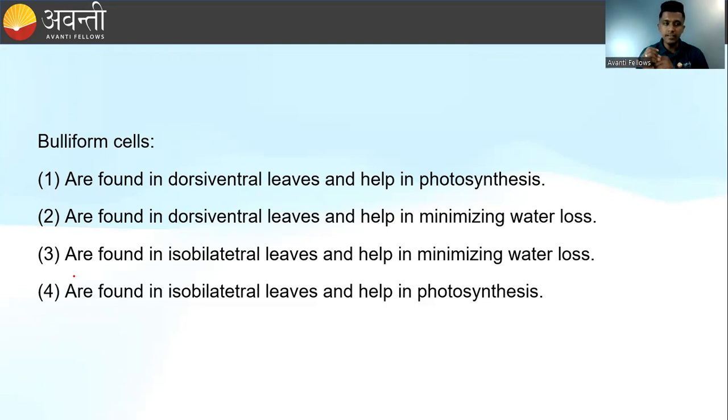Understood. According to the given options, the upper surface of the leaf is called the isobilateral surface. If you take a monocot leaf like grass, you can see there is a central rib, or central vein. Around the central vein, these bulliform cells are quite accumulated. So that is where they are present. Our option, are found in isobilateral leaves and help in maintaining water loss, is the right option for bulliform cells. Remember this, it's a very important thing. They are also cylindrical-looking cells which are found in monocots.